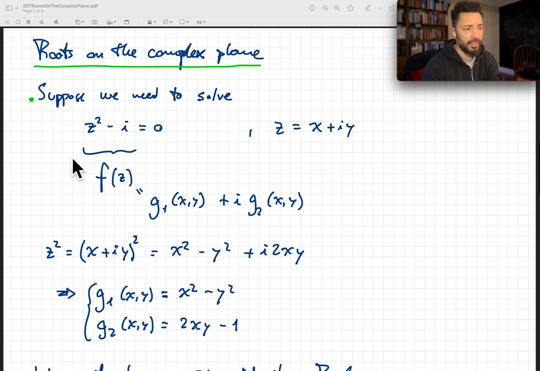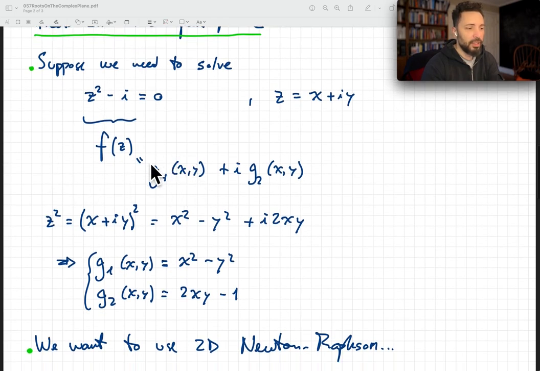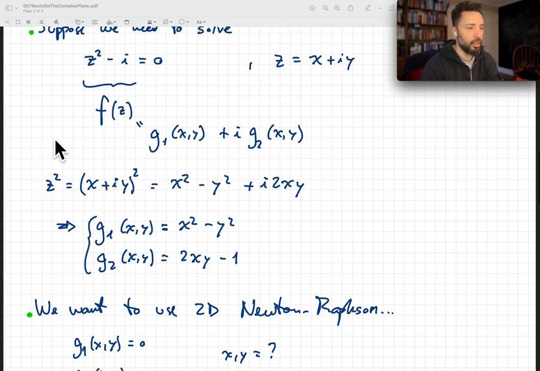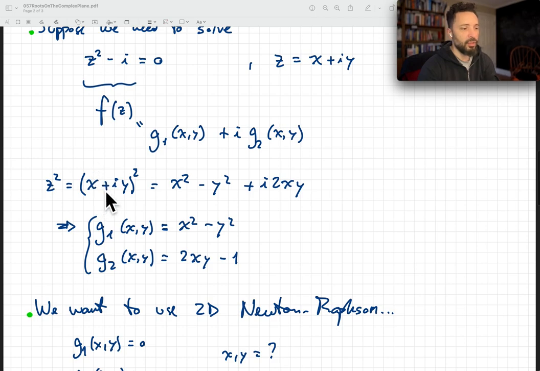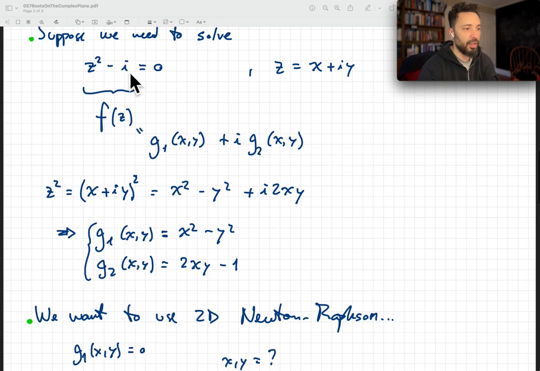Now this can be solved analytically, of course. It's a very simple case. It's just an example, but let's see how one would do this numerically. The first thing you want to do is to identify exactly the real and imaginary parts of this function. Here, the only complication is taking z squared, so it's (x plus iy) squared, and the result of that is x squared minus y squared plus i 2xy. So the real part is x squared minus y squared, and the imaginary part is 2xy minus 1. This minus 1 comes from this minus i here.